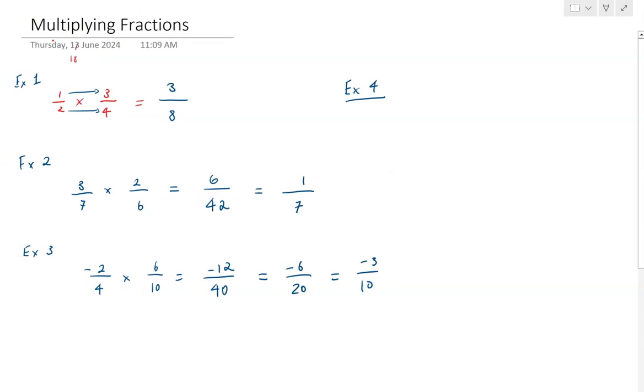Alright, what happens when we have mixed numerals? So for example, 1 and 1/3 multiplied by 2 and 1/4. Let's do a slightly easier one. 1 and 1/3. What do I do here?